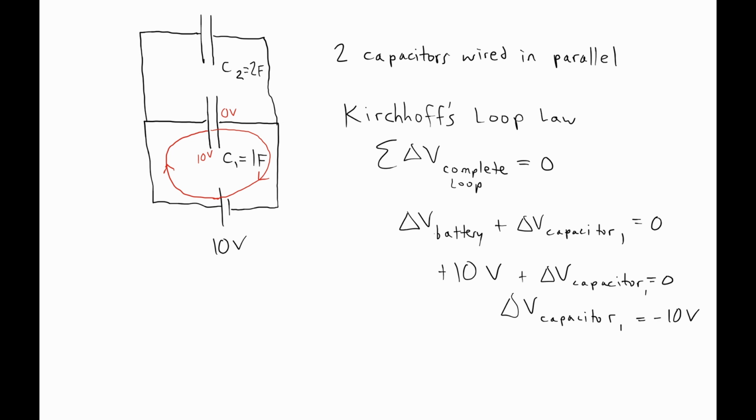Now, if we analyze the other loop, that would be going from the battery around this path. Call that loop 2, or this is loop 1. Same thing has to apply. You've got to lose 10 volts in loop 2. So we're going to have our positive plate here at 10 volts, and then our negative plate, 0 volts.